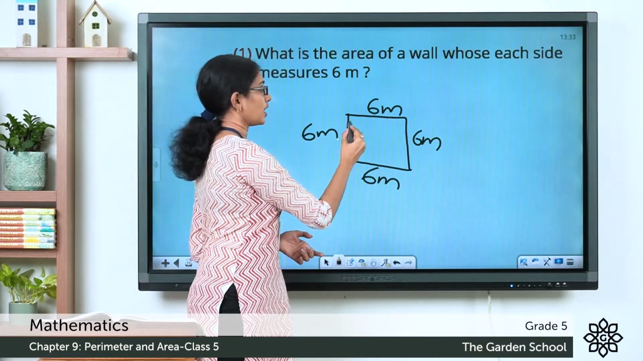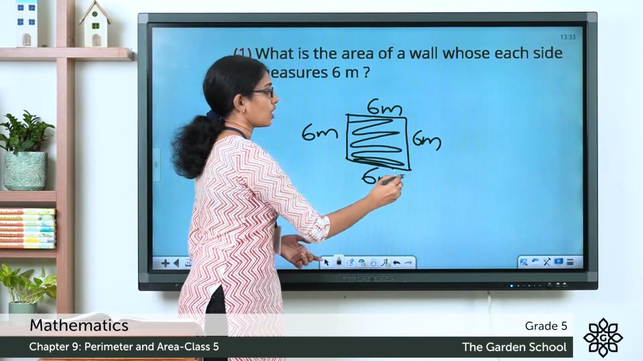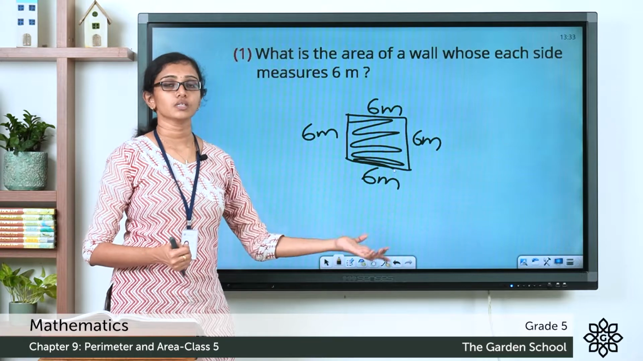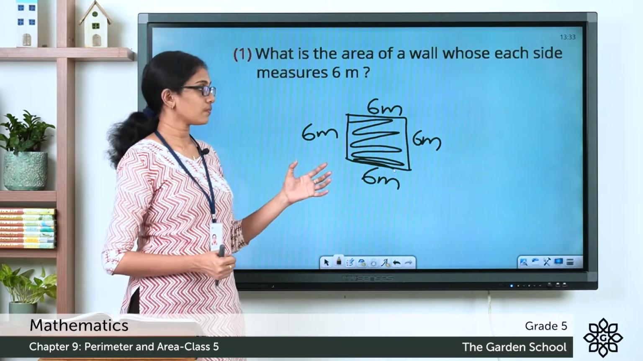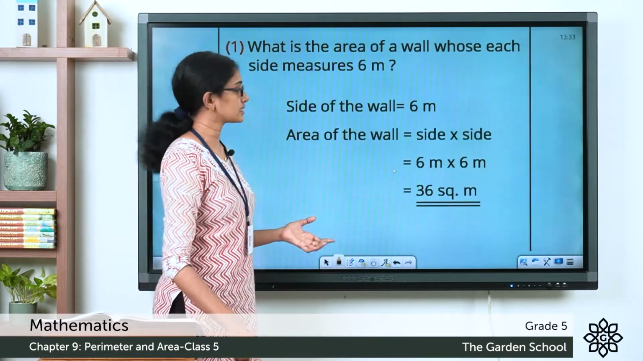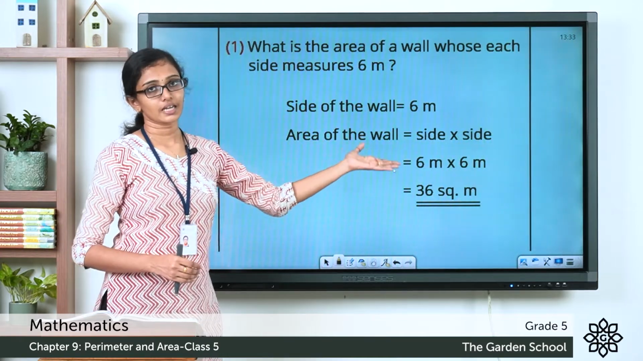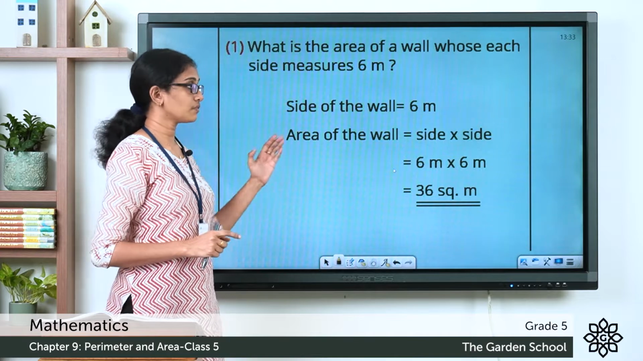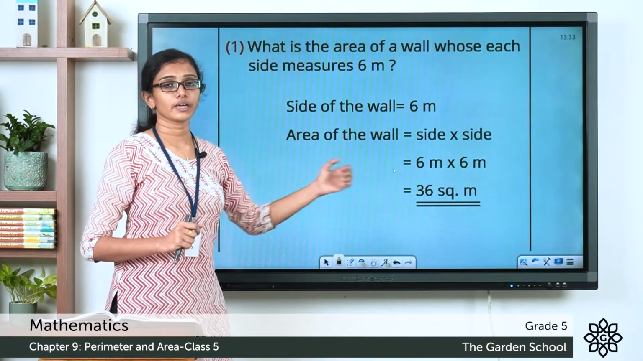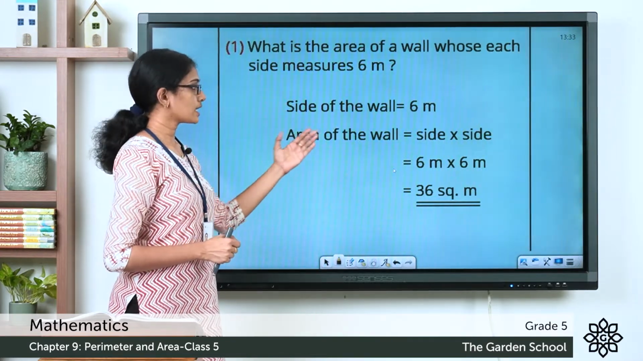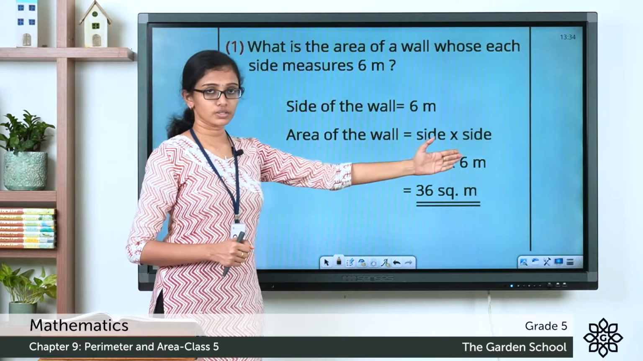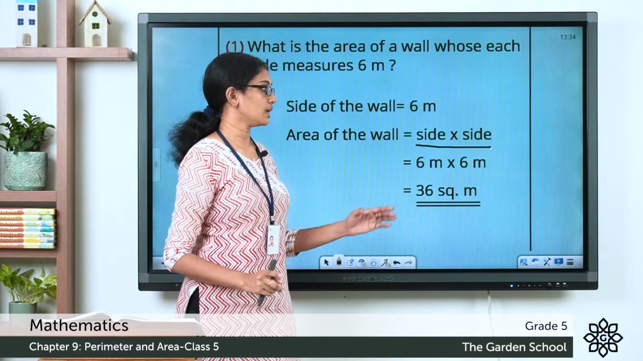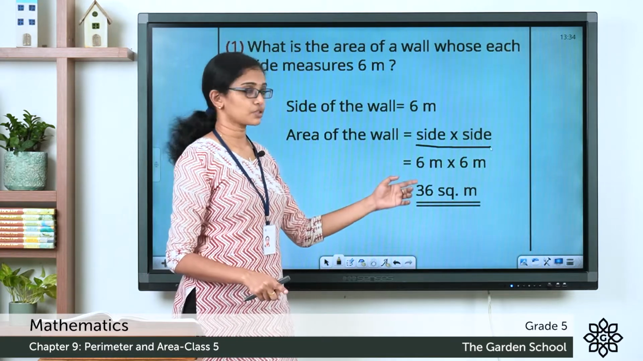Now we have to find out the area of this wall. And what is area? Area is equal to side into side. So let's first write down the proper steps. Side of the wall is equal to 6 meters. And make sure you're writing the formula every time you're solving a question. So you have to write area of the wall is equal to side into side. You have to write the formula. Then you have to substitute the measurements there.